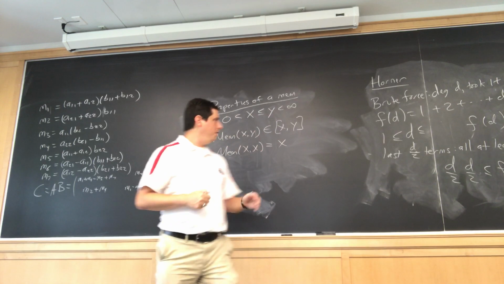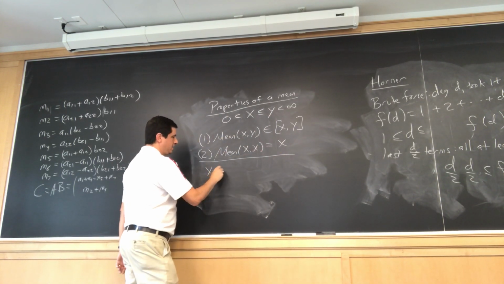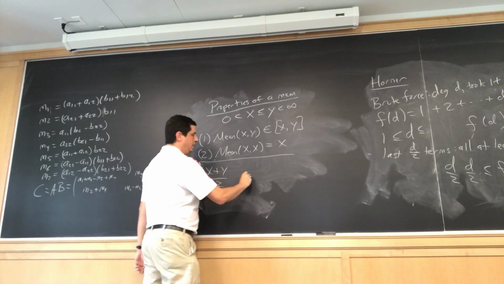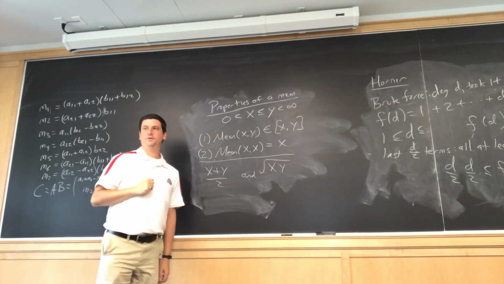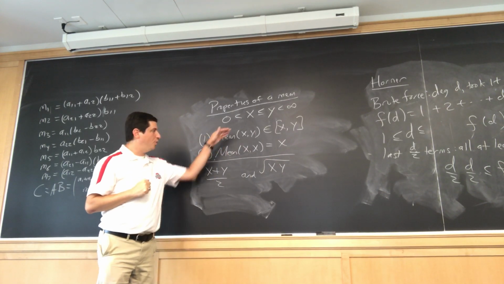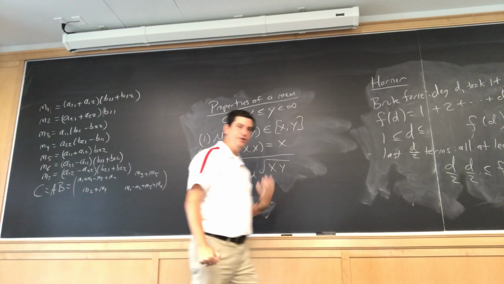So I want both of these properties to hold. And it turns out x plus y over 2 and the square root of x times y both work. They will both satisfy these two properties. So these are two different notions of a mean.